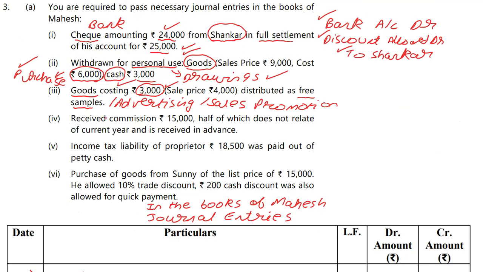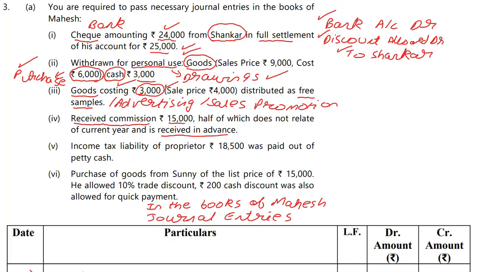Next, we have received commission, 15,000, half of which does not relate to the current year and is received in advance. First of all, if we are receiving commission, they're not telling us how we have received the commission. It would either be cash or bank. Again, remember, we are in an era post demonetization. So let us assume that whenever we are receiving anything, it is going to be in a bank account unless told otherwise. So we have bank account for the money received.